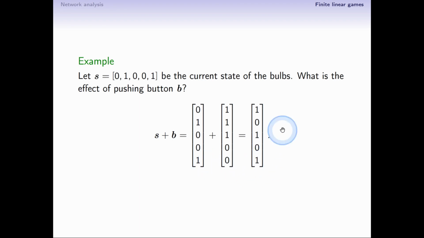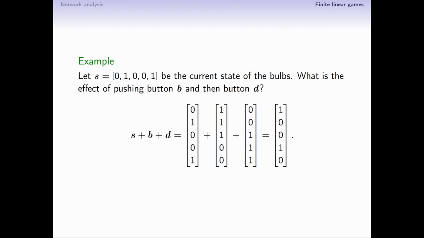In other words, our updated state vector is exactly what we got when we just used our common sense. But we have this new way of thinking, right? We can update our state vectors by adding these button vectors. Let's look at a slightly more complex example.